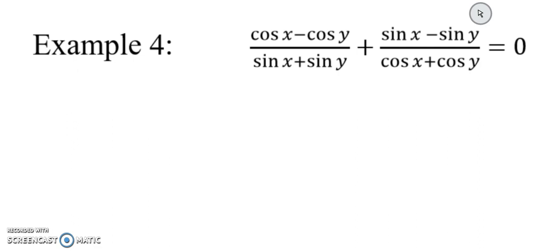So again, our first thing is we have fractions with unlike denominators. We need to combine fractions so that they have like denominators. Now with this one, there's nothing you can do with cosine x minus cosine y over sine x plus sine y. So you can't really do anything to simplify that fraction down. You can't simplify the other fraction down, so you have to combine them. You can't simplify, so we have to combine. And we should already know how to find a common denominator.